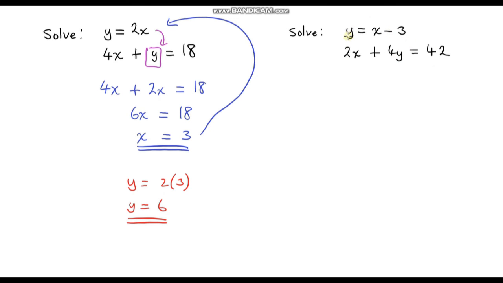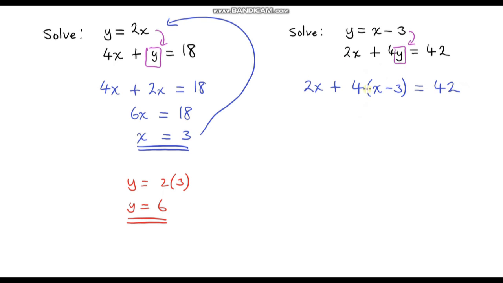Okay, so in this one, I can see that y is equal to x minus 3. So in my second equation, wherever I see a y, I can just replace that with x minus 3. So let's rewrite our second equation. We've got 2x plus 4 times y. So instead of 4 times y, I'm going to write 4 times x minus 3. Now I need to put my x minus 3 in brackets. So it's not 4 times x and then minus 3. It's 4 times this whole thing. So it's 4 times the expression x minus 3. And that is equal to 42.